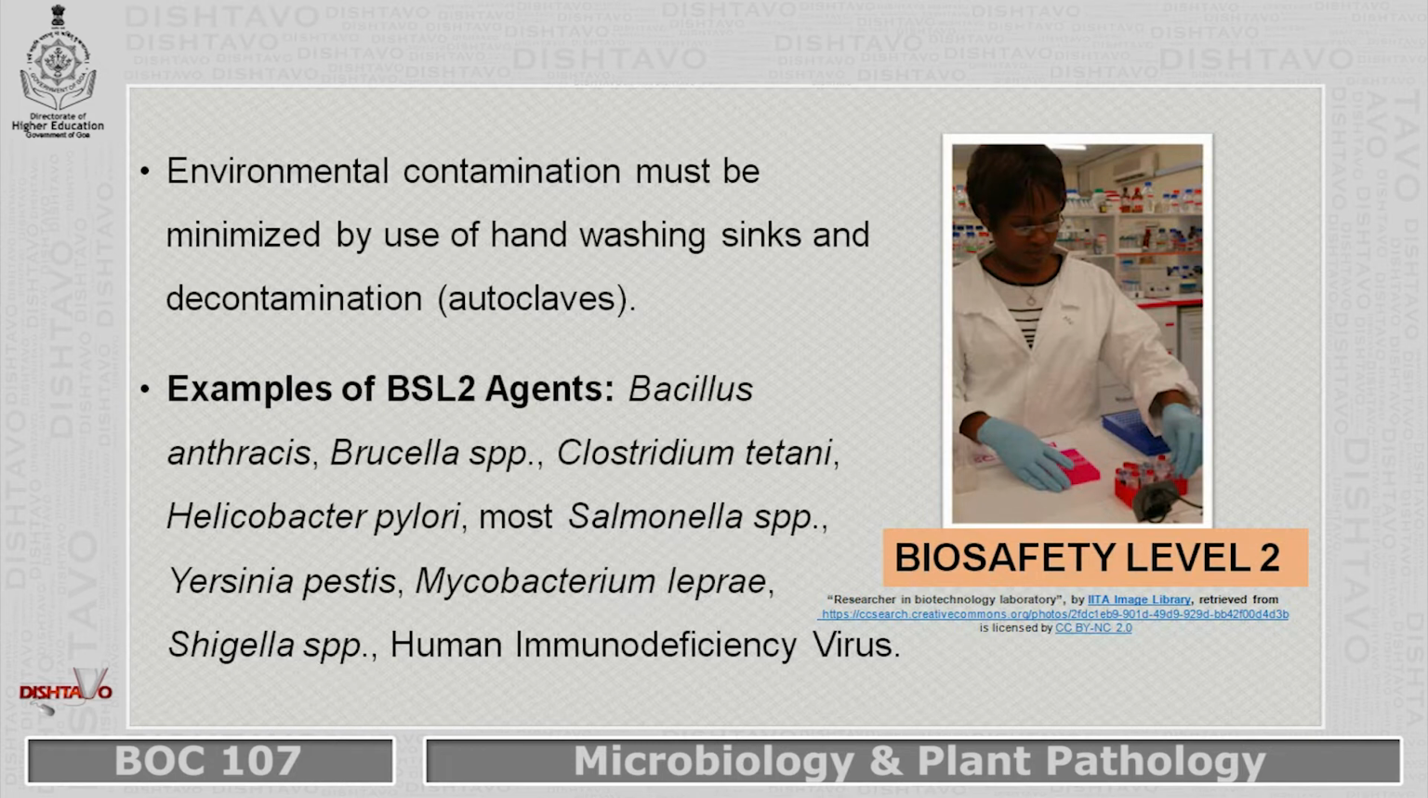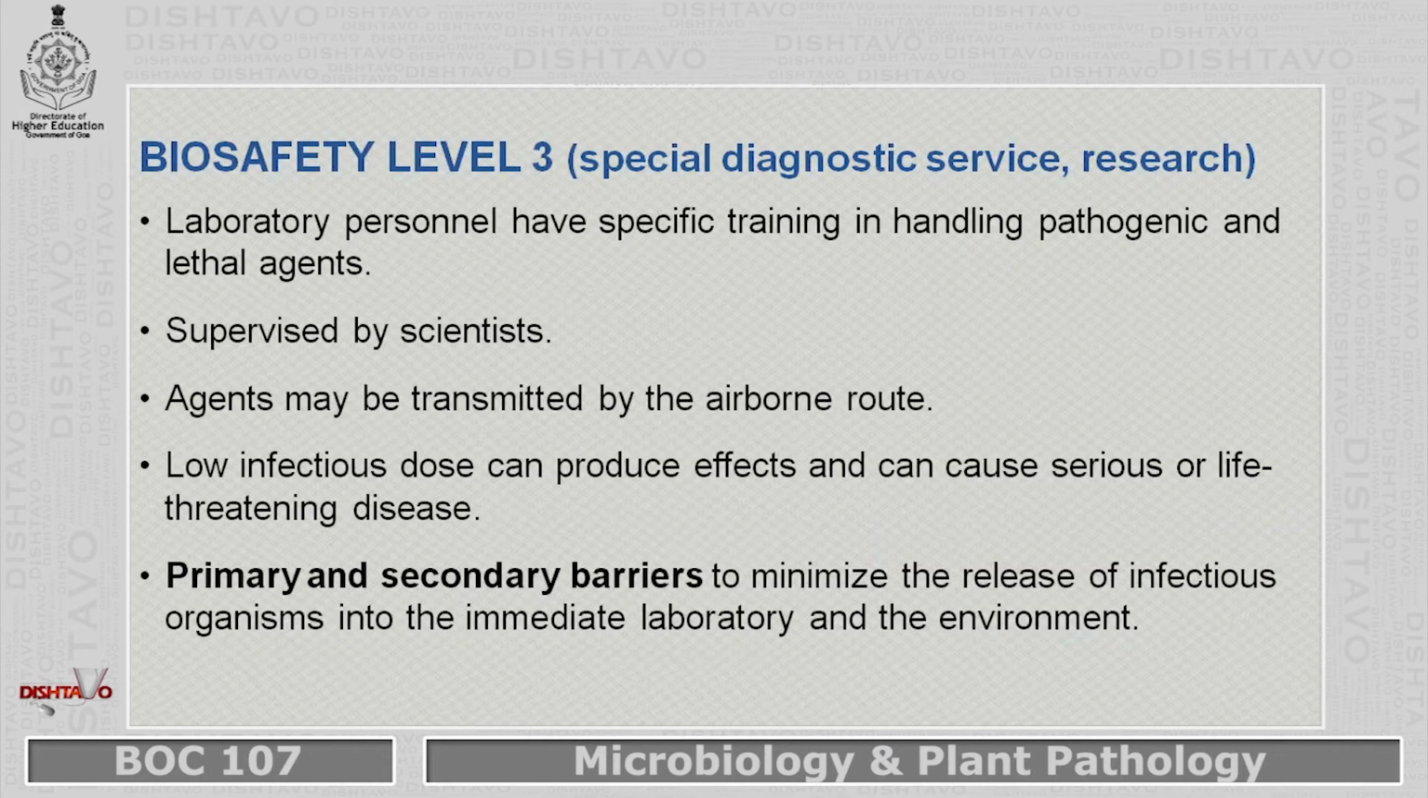Examples of BSL 2 agents are Bacillus anthracis, Brucella species, Clostridium tetani, Helicobacter pylori, most Salmonella species, Yersinia pestis, Mycobacterium leprae, Shigella species, and human immunodeficiency viruses. This image shows a researcher working in a biosafety level 2 laboratory wearing necessary precautions such as a lab coat, gloves, etc. Next is biosafety level 3. Laboratory personnel have specific training in handling pathogenic and lethal agents at this level.